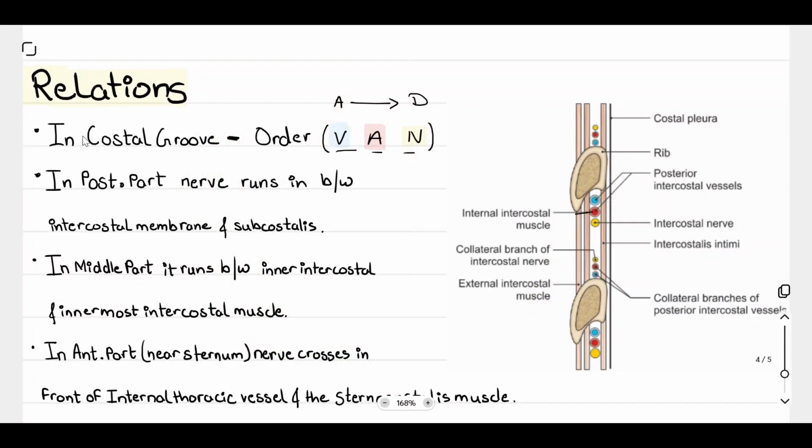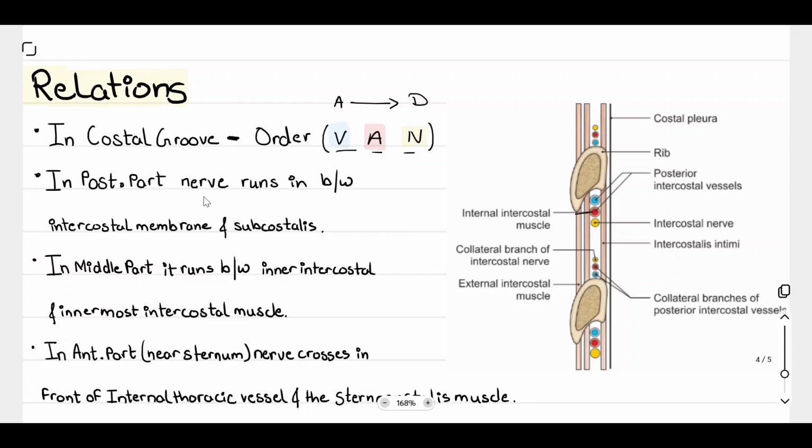So lastly, covering the relations of intercostal nerves. Now this would be much easier for you as we have already covered its course and branches. So the first he is saying, in costal grooves, the intercostal nerve runs in the costal groove in the order of VAN. As I have already discussed, the topmost is our vein, then artery and then nerve.